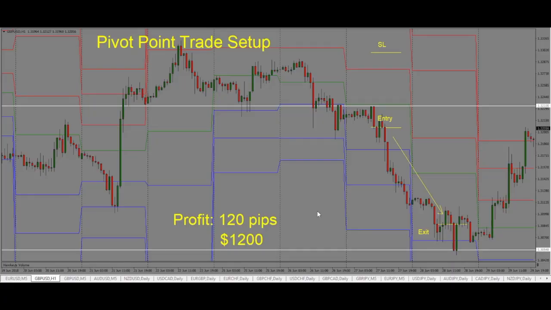Here we're looking at a pivot point trade setup. A pivot point trade setup is when we see a reversal signal at one of the pivot point levels. This is pound US dollar 1 hour chart. The green line here is our daily pivot, and above the daily pivot we have R1, R2, R3, which are our resistance levels, and then below the daily pivot we have S1, S2, and S3, which are our support levels.